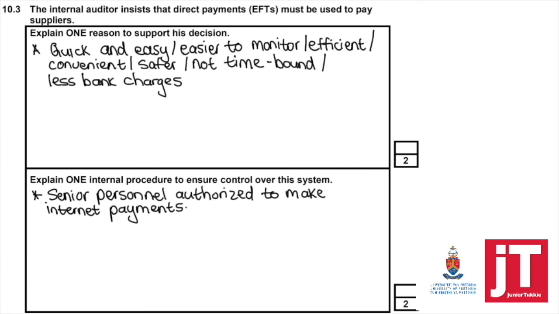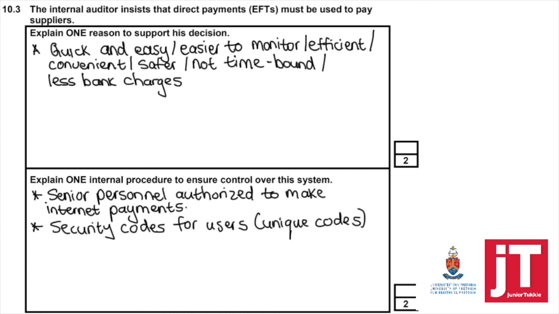And then we ask, explain one internal procedure to control this type of system. So 1, senior personnel authorized to make internet payments. Security codes for users, each one get a unique code, notification from the bank. So these are all measures that we can put in place when we use this type of system where we only do EFT payments.